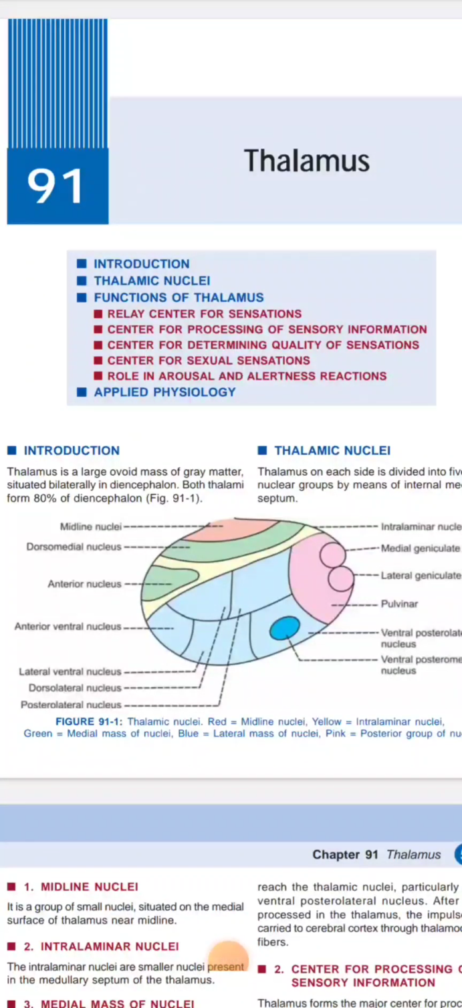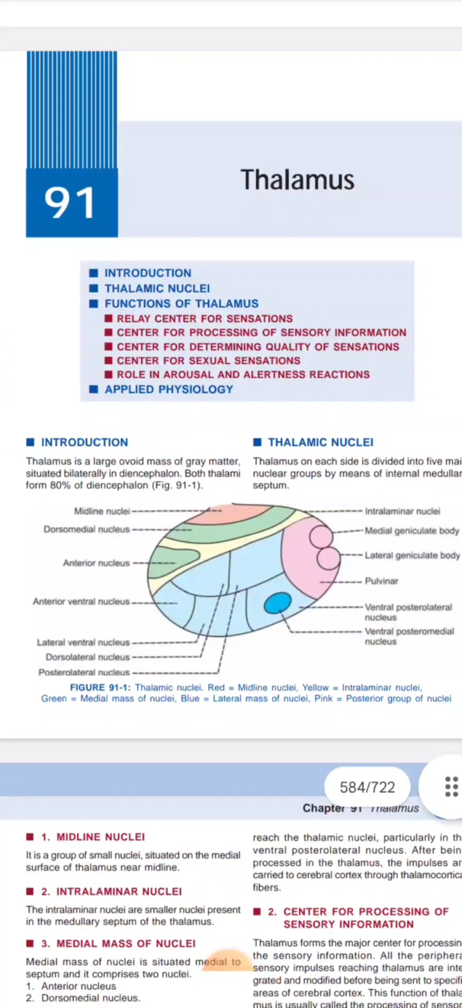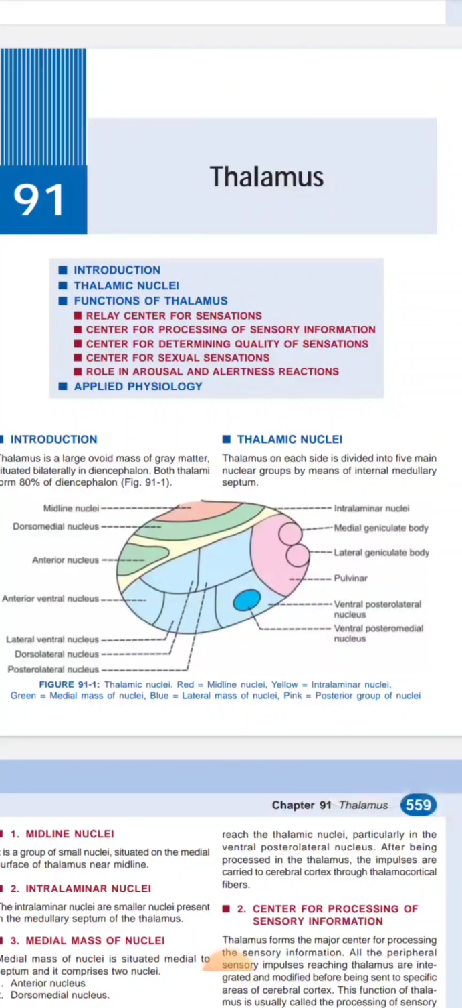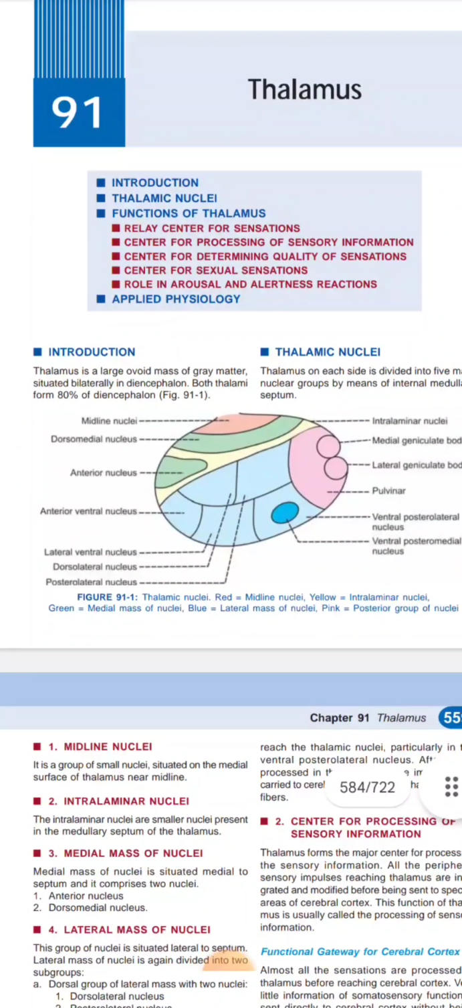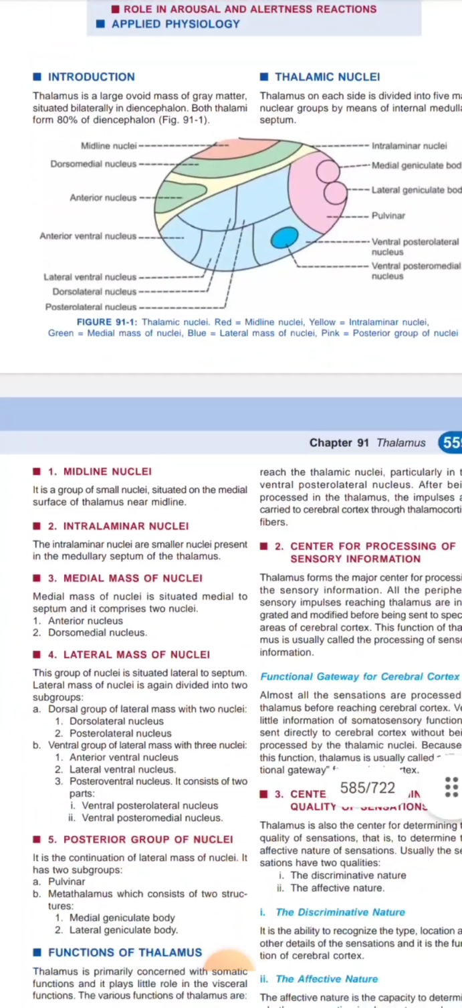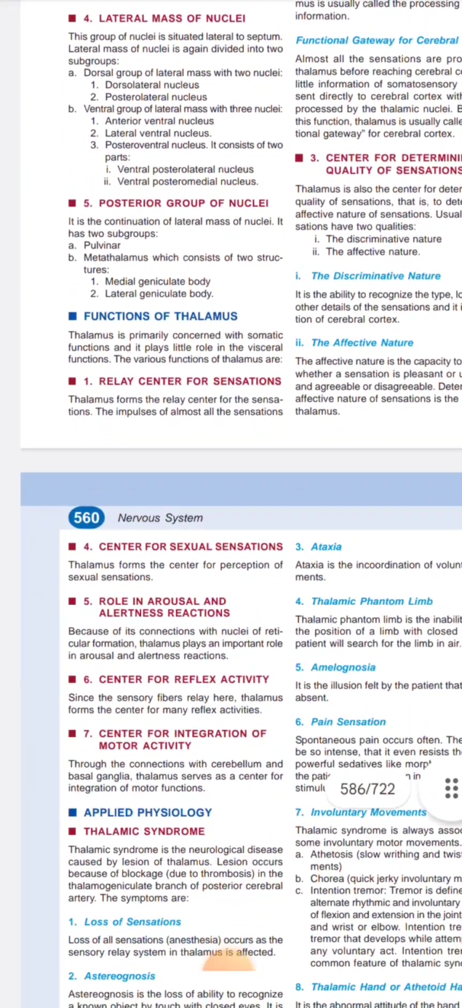So we are in thalamus, right? Thalamus is one forebrain part. Okay, the main component of thalamus is thalamic nuclei. So what are the different types of thalamic nuclei? Already you have seen in the online class. Next, coming to the functions of thalamus, it has many functions.